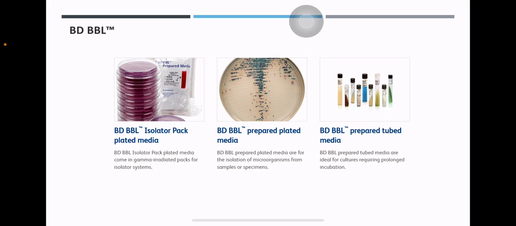Other products under BD include the isolator pack, the prepared plated media, as well as the prepared tube media. Next, we have the manufacturer, the company Beckman Coulter.